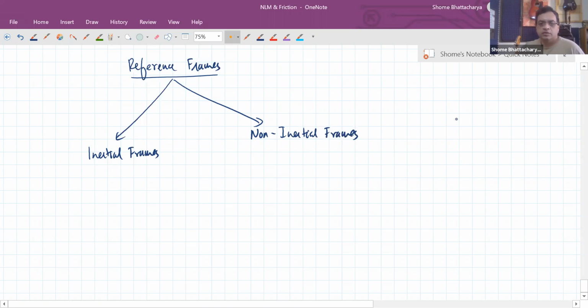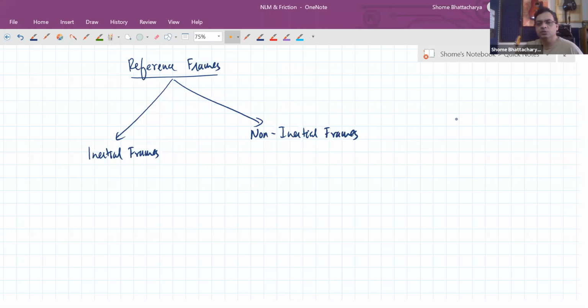So a frame that is at rest is like an absolute inertial frame, and any frame that is moving in non-accelerated motion or in uniform motion with respect to our absolute frame is an inertial frame. But in that sense, it would be very difficult to describe or define an inertial frame, because motion is always relative. So what do we mean by something which is at absolute rest?